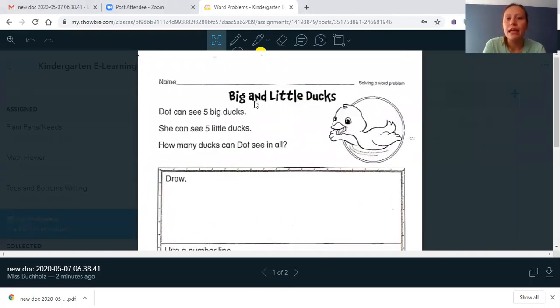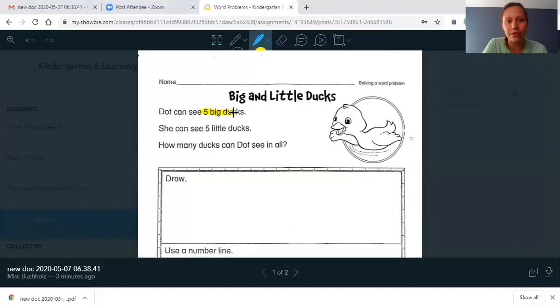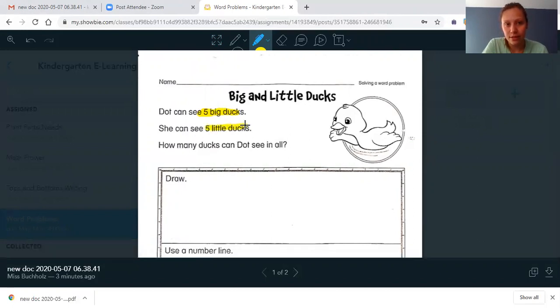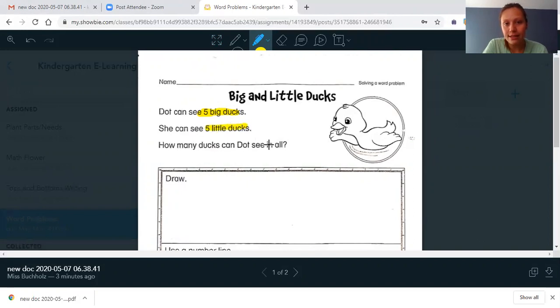So this is called Big and Little Ducks. Dot can see 5 big ducks. So I already know that Dot can see 5 big ducks. I'm just going to highlight that so that I know it's telling me that. 5. She can see 5 little ducks. How many ducks can Dot see in all?